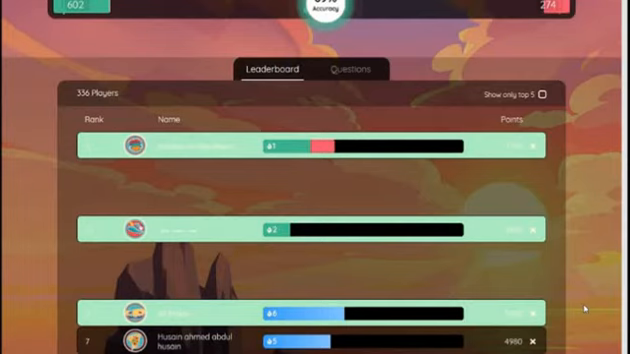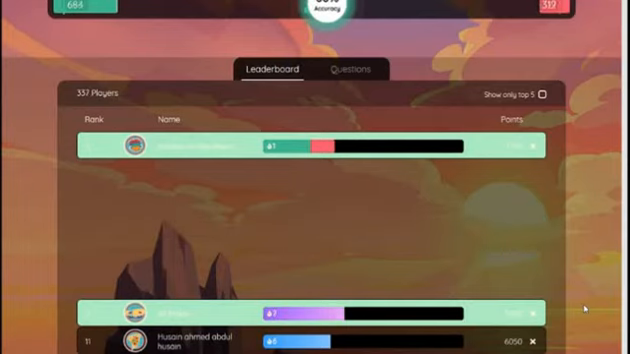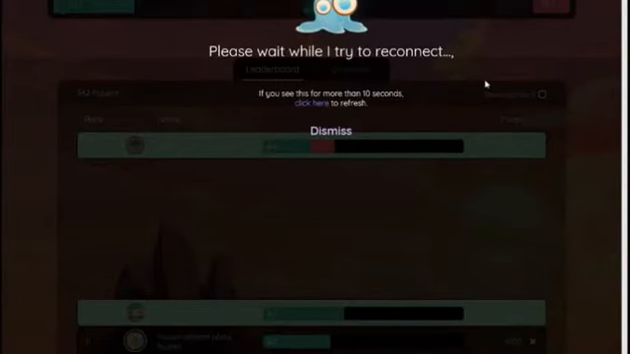The game is working. Please wait while I try to reconnect. If you see this more than 10 seconds, click here to refresh. You got disconnected.